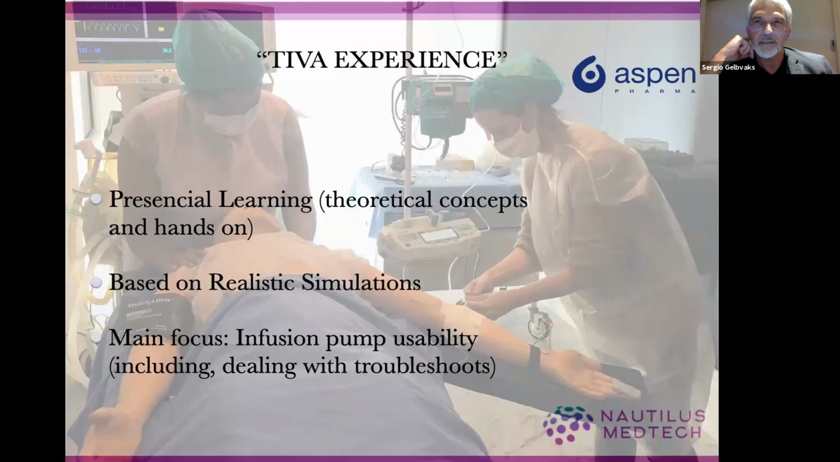So let's talk a little bit about the TIVA experience. TIVA experience is a kind of course done in a partnership project with Aspen Pharma in Brazil. It was already greatly innovative in the way we decided to teach anesthesiologists, especially those who are in training, in the use of a new device for total intravenous anesthesia. As I said before, there are some barriers to start using new and complex devices in healthcare systems that limit their use and even can harm the patient by their misuse.